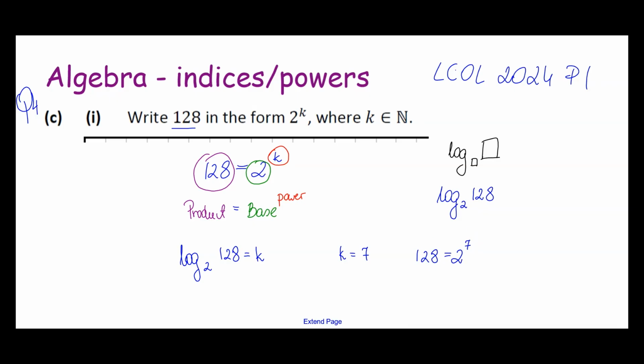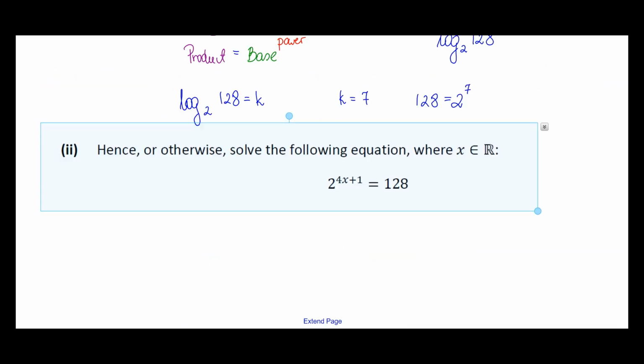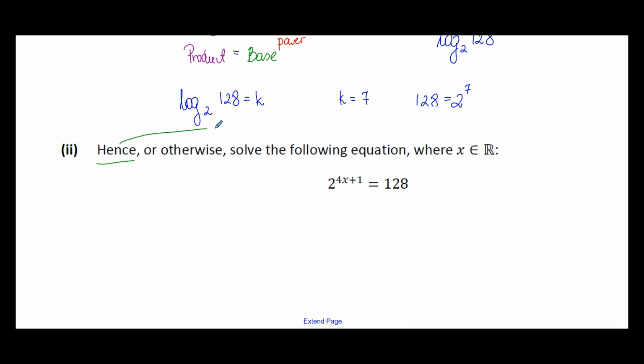Let's have a look at part B, or part 2. Hence means with the knowledge that you just acquired. And what is that knowledge? That 128 can be written as 2 to the power of 7. With that knowledge, solve the following equation. Again, what does that mean? It means I have to find the value of x, and tell them that x is equal to a number.